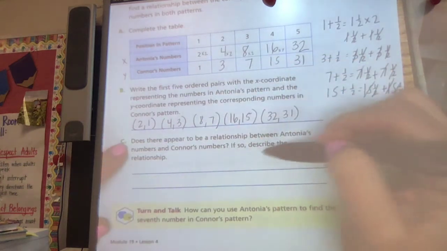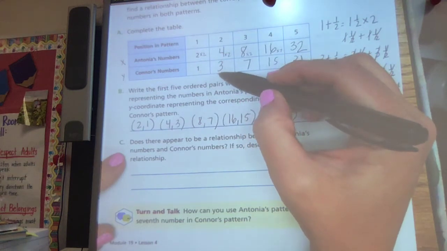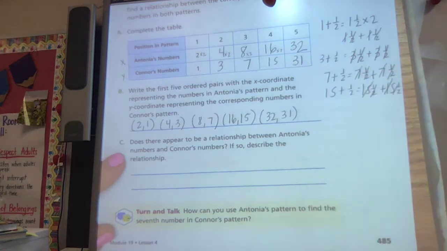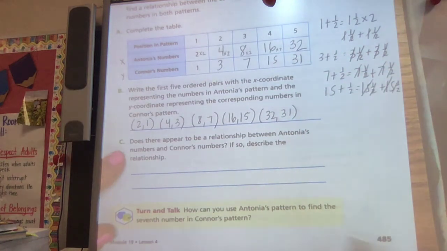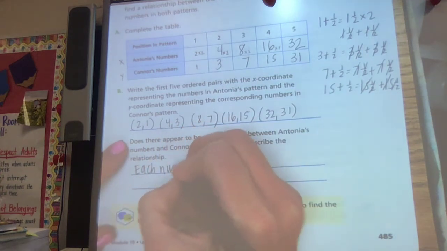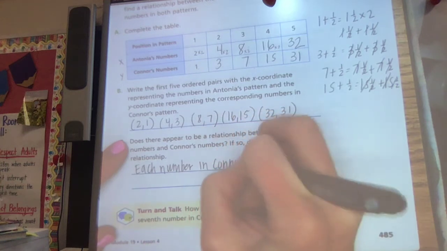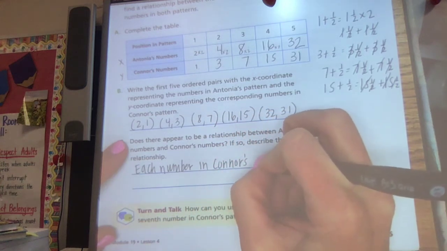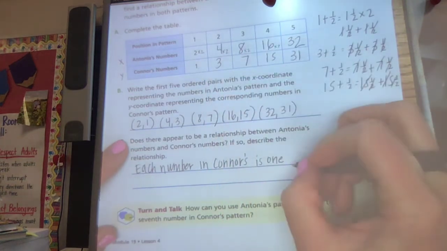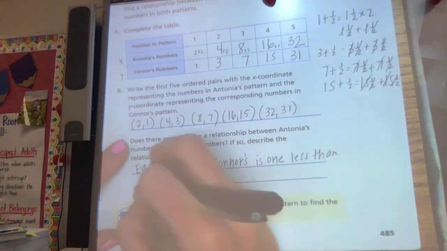Okay, now, does there appear to be a relationship between Antonia's numbers and Connor's? If so, describe it. Let's look at hers and his. What do you notice about their numbers? I notice that each number in Connor's is one what? Less than Antonia's.